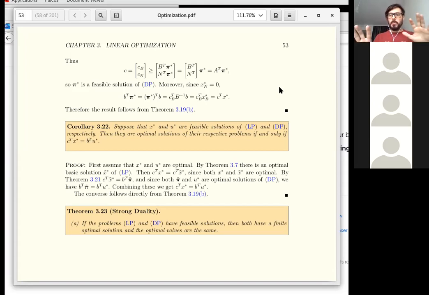And then we can just compare these two problems. If we can immediately see, for instance, that the dual has a solution over there, then we can transform it into the solution of the primal and vice versa.